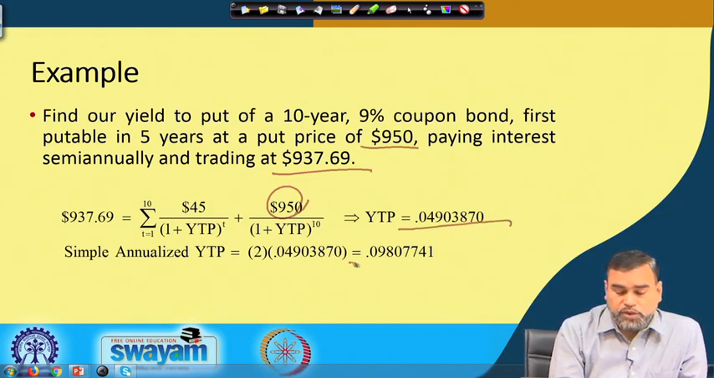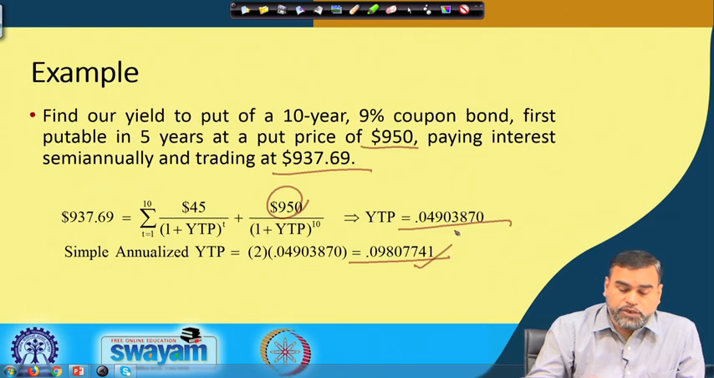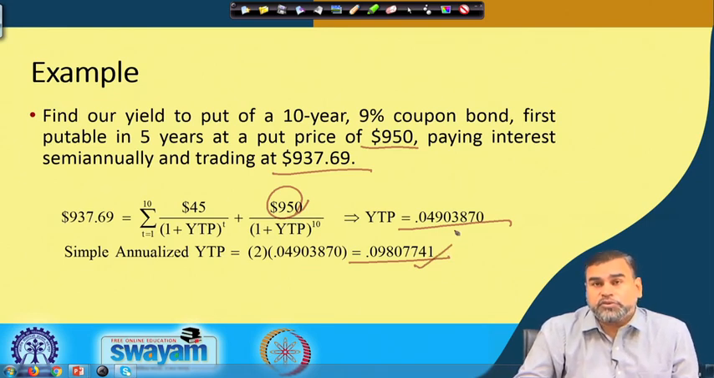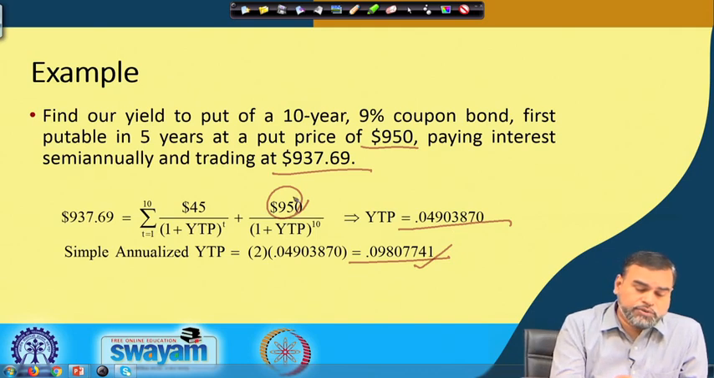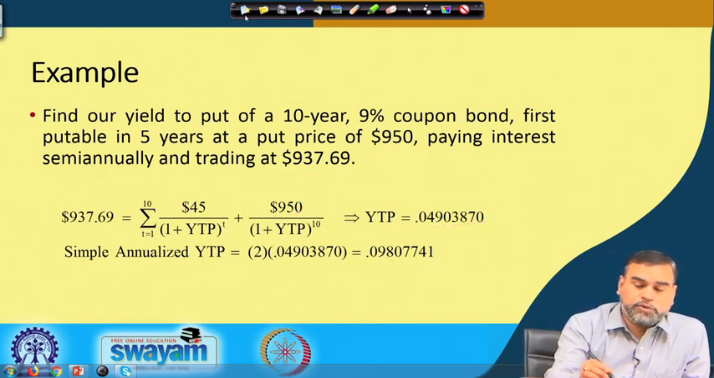Then if you want to annualize the semi-annual yield, you have to multiply by 2 to find the annual yield to put, which is 9.807741%. This is the way the yield to put can be calculated. The only difference is that instead of the face value, you are using the put price.